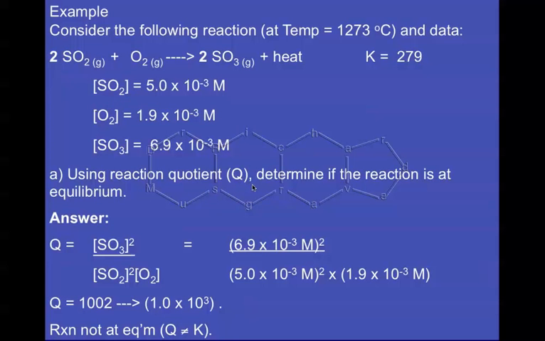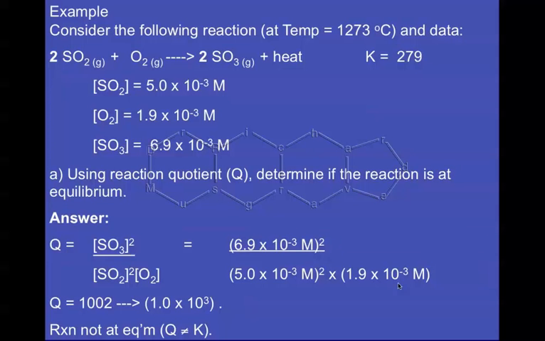Now Q is going to have the same expression as K. It's going to be SO3 squared, SO3 to the power of 2, over SO2 squared times O2. So we've got these to the power of their coefficients. Now what we have to do is just plug in the values we're given. So SO2 is 5.0 times 10 to the negative 3, and that's squared. O2 is 1.9 times 10 to the negative 3, and then SO3 is 6.9 times 10 to the negative 3, and that's squared as well.